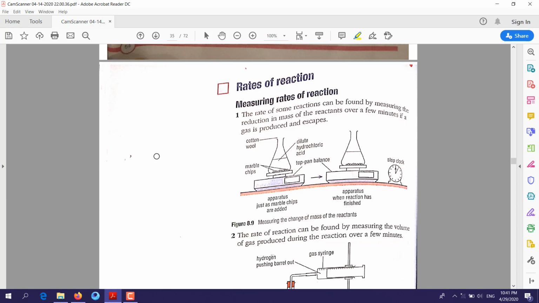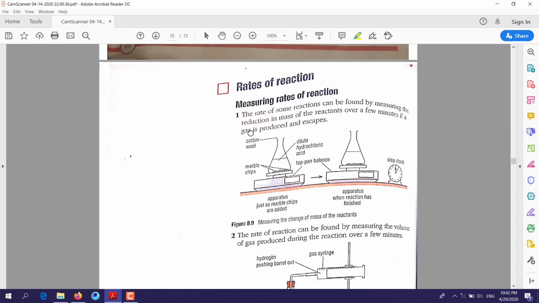Rates of reaction. What do we mean by rates of reaction? How fast or slow the reaction is. Now when I was explaining the reaction between, for example, iron with oxygen or potassium with oxygen, we saw the example of iron and oxygen. This chemical reaction happens, but it takes a long time. So this is what they mean by how fast or slow the reaction is.